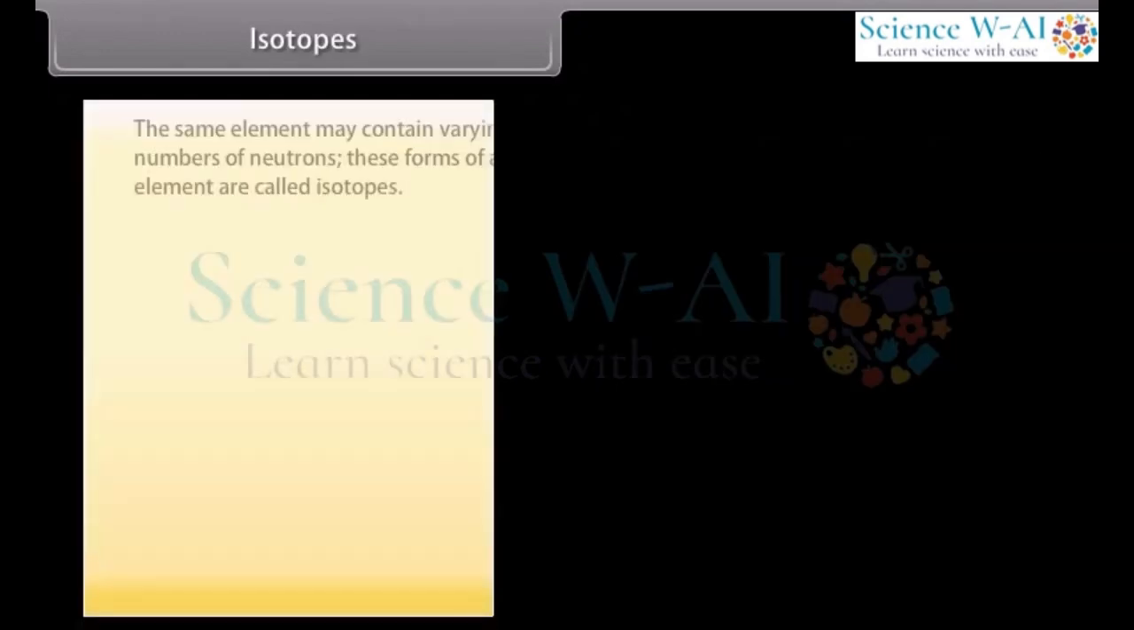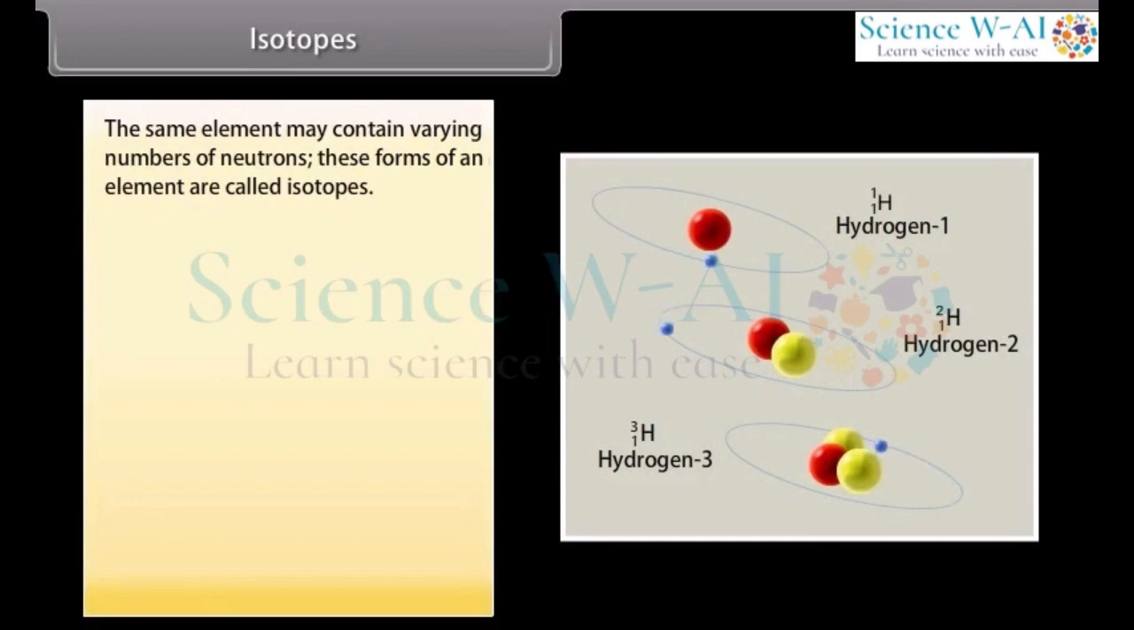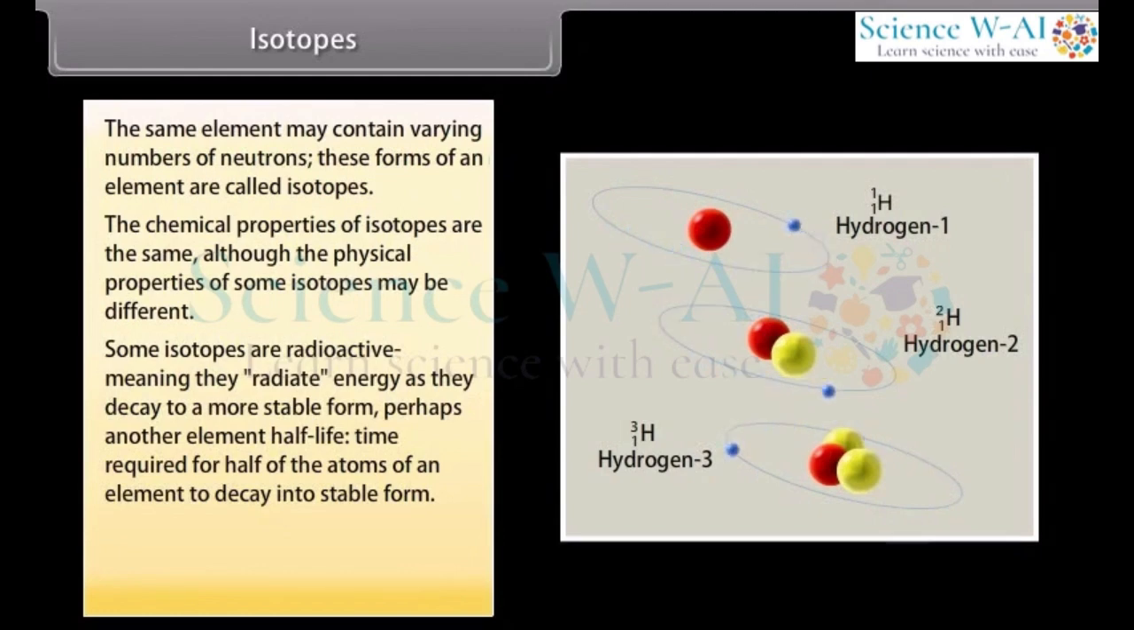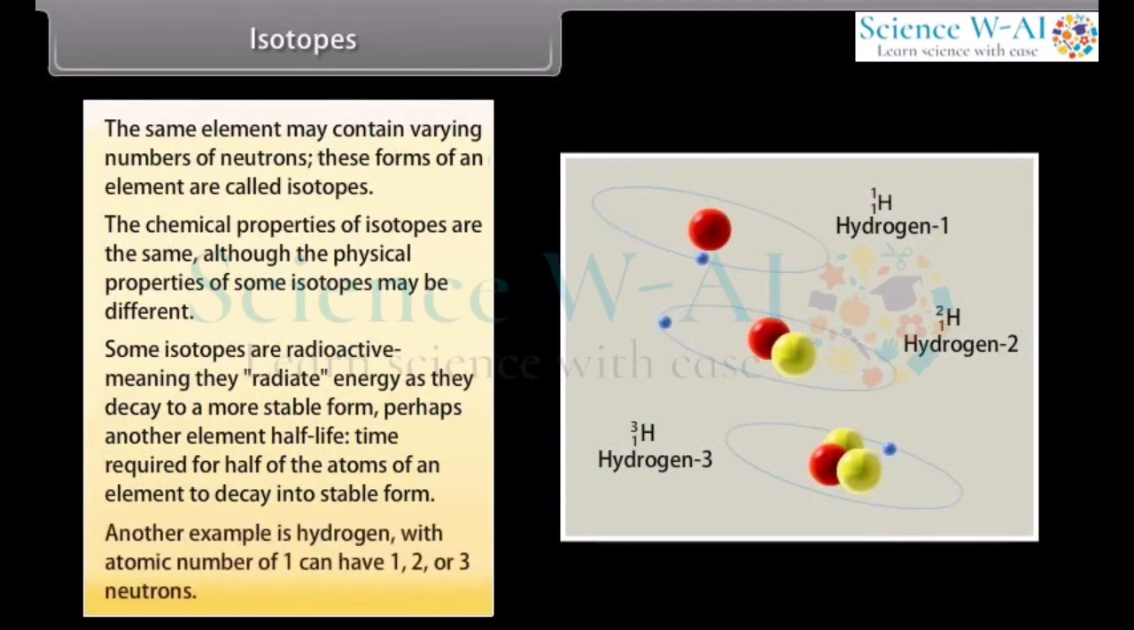Isotopes. The same element may contain varying numbers of neutrons. These forms of an element are called isotopes. The chemical properties of isotopes are the same, although the physical properties of some isotopes may be different. Some isotopes are radioactive, meaning they radiate energy as they decay to a more stable form, perhaps another element. Half-life: time required for half of the atoms of an element to decay into stable form. Another example is hydrogen, with atomic number of 1, which can have 1, 2, or 3 neutrons.